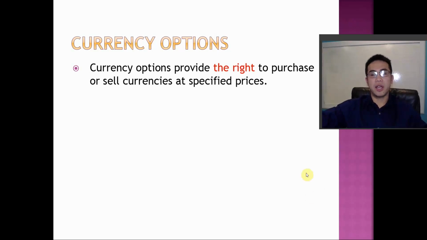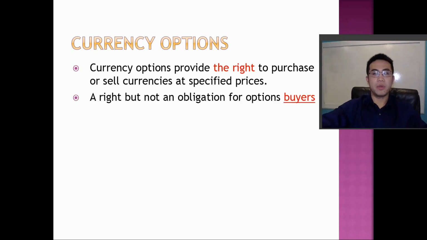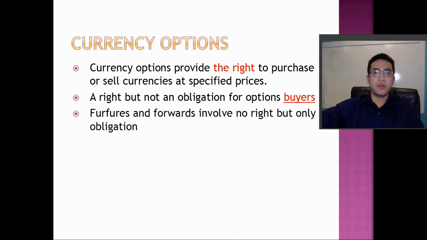It is not like futures and obligations where only obligations are applicable. Currency options provide the right to the option buyers, and the option buyer can have the right to either buy a currency in a call option or sell a currency in a put option. In contrast, futures and forwards involve no right but only obligations, no matter whether you are on the buying side or on the selling side of the contracts.